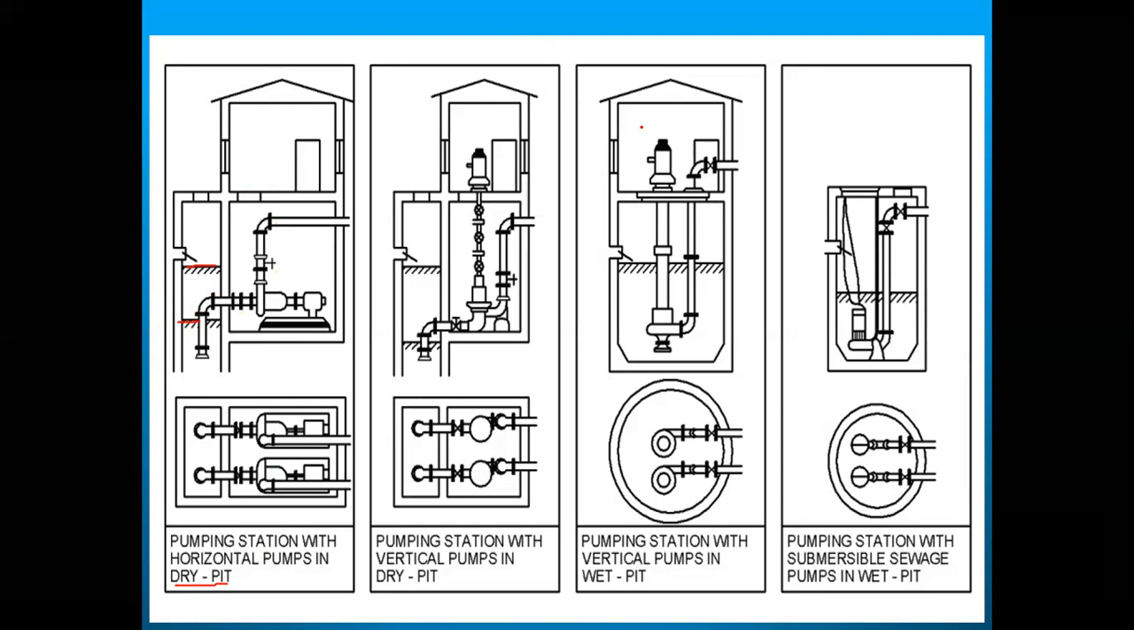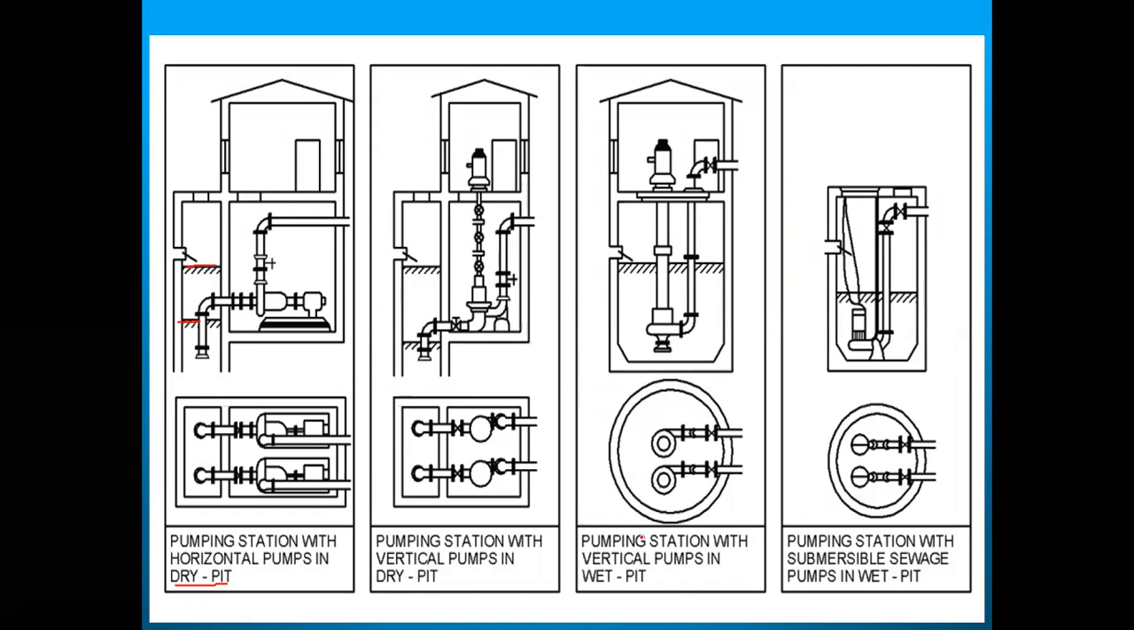Now see here, this is the dry pit. The pump is situated here, in a horizontal direction. Here these are the valves, the 1, 2, 3. This is the piping system through which the material is pumped.